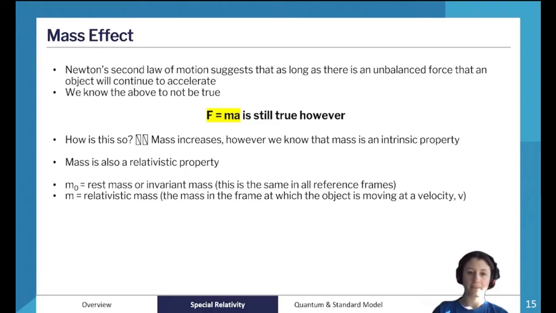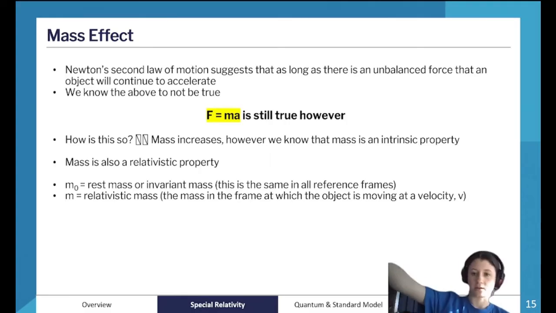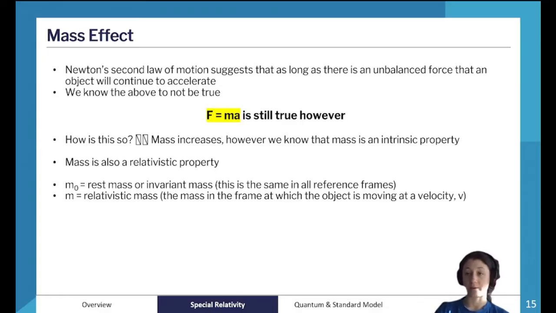So, Newton's second law suggests that as long as there is an unbalanced force, an object will continue to accelerate. Alright? An object will continue to move unless acted on by an external unbalanced force. So it kind of predicts a very linear relationship: the more force you put in, the more an object will accelerate. If you put in lots of force, it will accelerate a lot, a little bit of force, a little bit of acceleration, that kind of thing. However, when we get into the relativistic scene where we have things moving really, really fast, we know that this is actually not true.